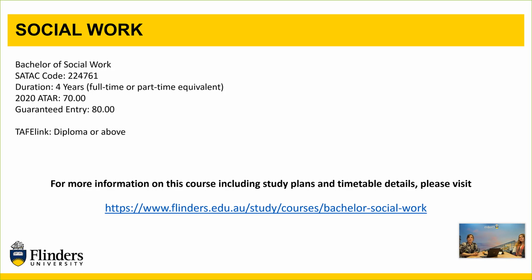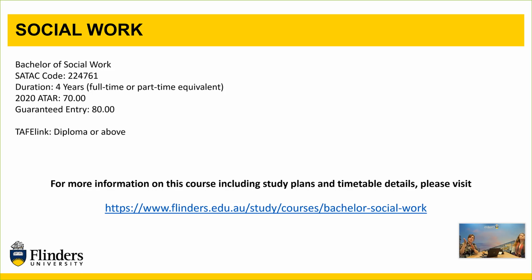So the 2020 ATAR is 70, and if you have an ATAR above 80, then that's guaranteed entry, meaning you don't even have to wait to find out. You know you'll get in. TAFE link is a diploma or above. So what that means is that if you have a certain qualification from TAFE or another registered training organisation, that will ensure your entry into the course.